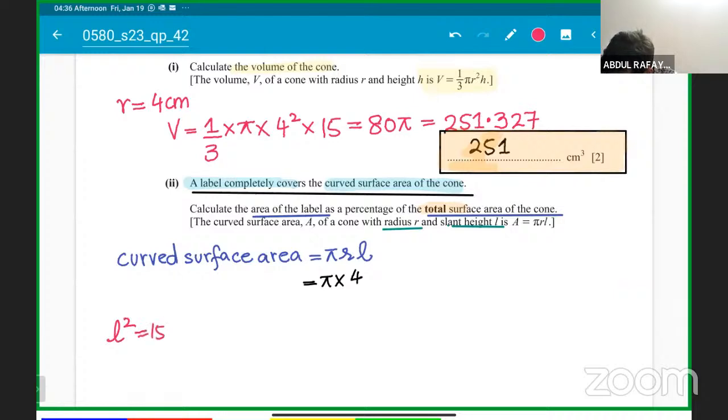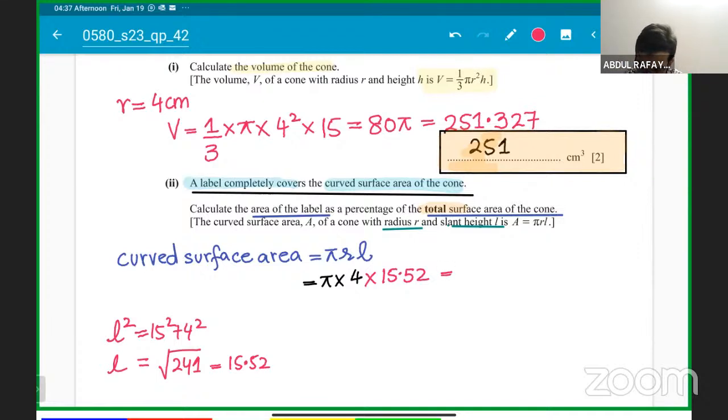L square is equal to 15 square plus 4 square. So L is equal to the square root of that, the square root of 241. That will be 15.52. Okay, understanding? So pi into 4 into 15.52. Understanding, students? Pi into 4 into 15.52. Okay, got this clear?